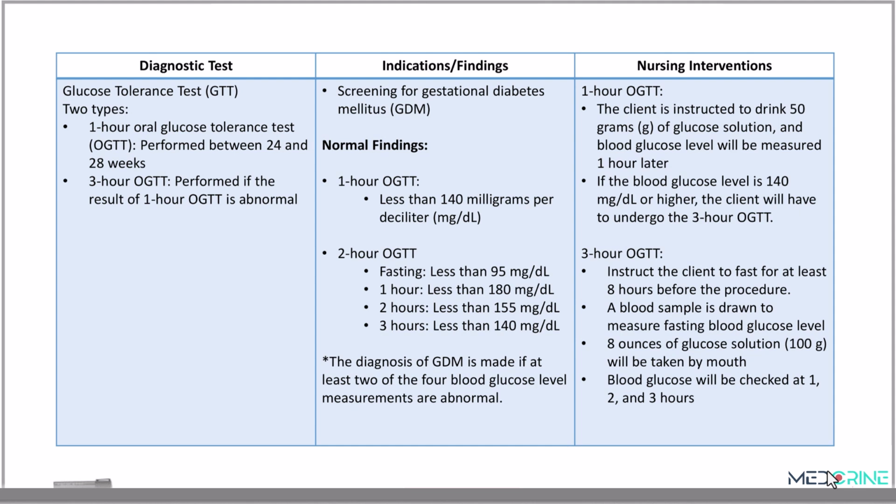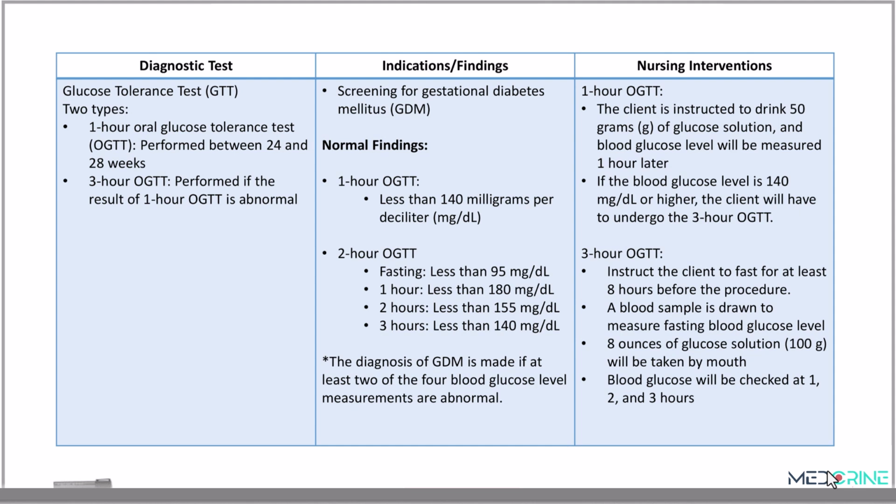A 3-hour oral glucose tolerance test should show a fasting blood glucose level less than 95 milligrams per deciliter, and after 1 hour, the result should be less than 180 milligrams per deciliter. After 2 hours, it should be less than 155 milligrams per deciliter, and lastly, after 3 hours, it should be less than 140 milligrams per deciliter. A diagnosis of gestational diabetes mellitus is made if at least 2 of the 4 blood glucose level measurements are abnormal.